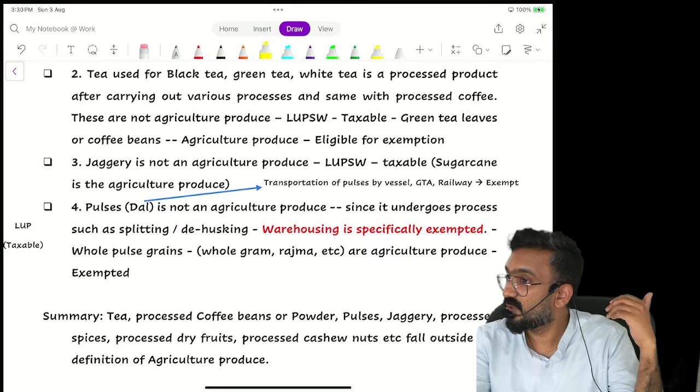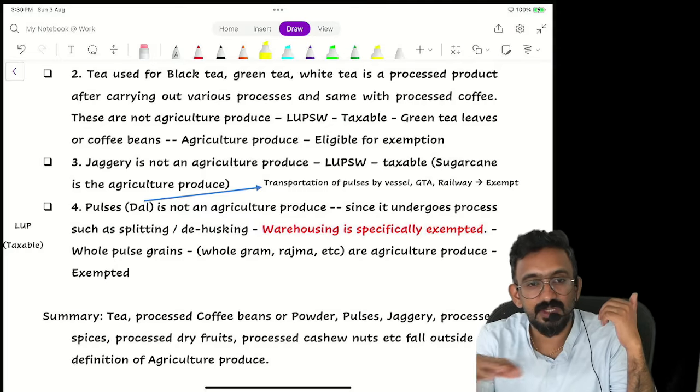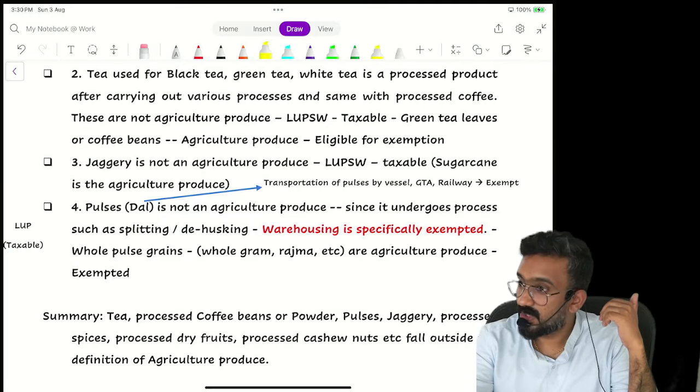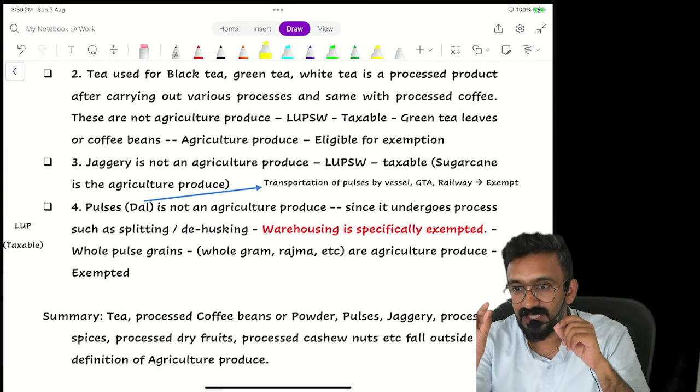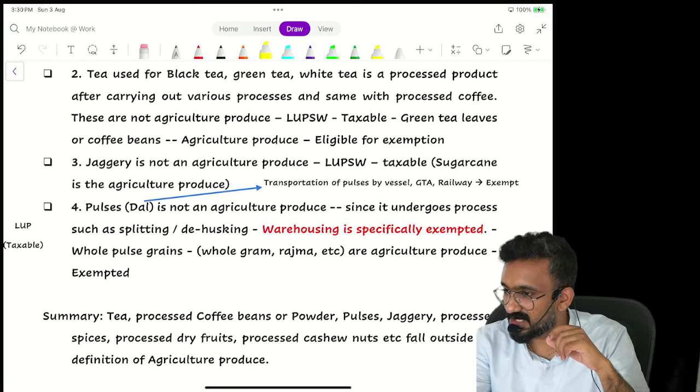All of these go through multiple processes. These are not considered to be agriculture produce. What is agriculture produce? Green tea leaves. Same with coffee. The Starbucks coffee beans or the coffee dust, are they considered to be agriculture produce?